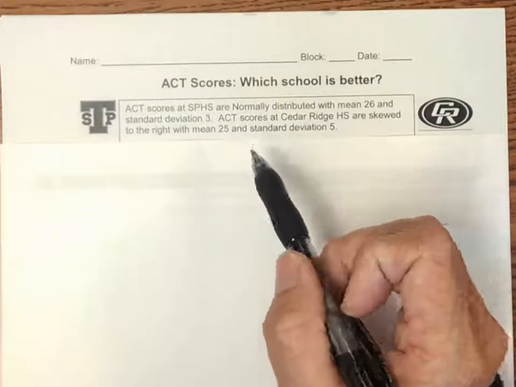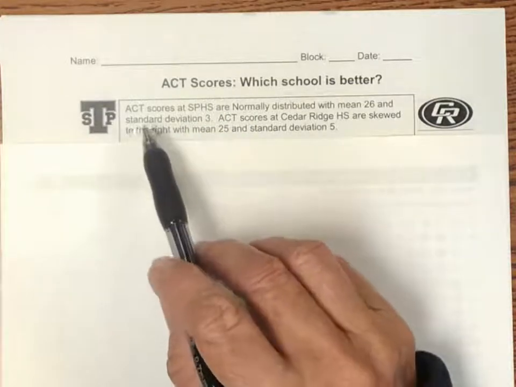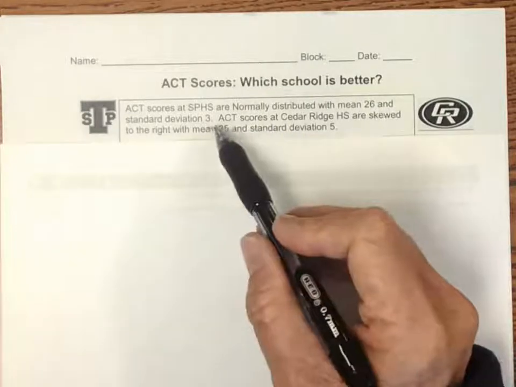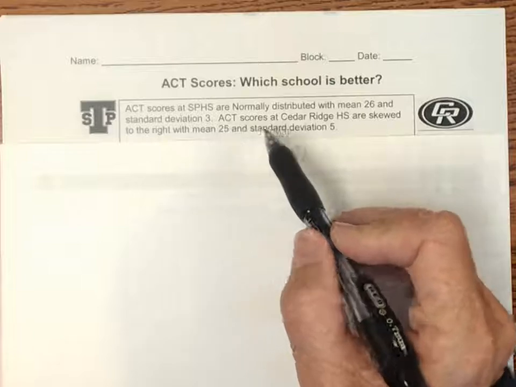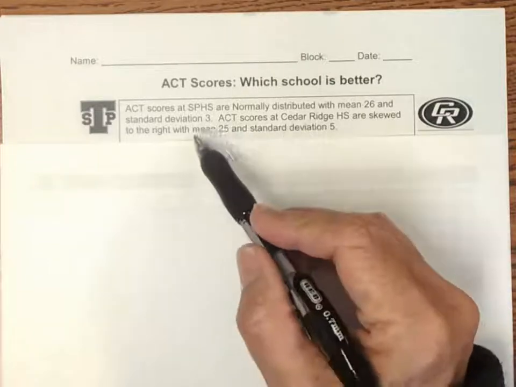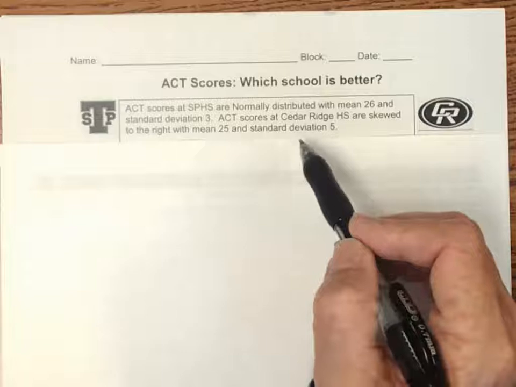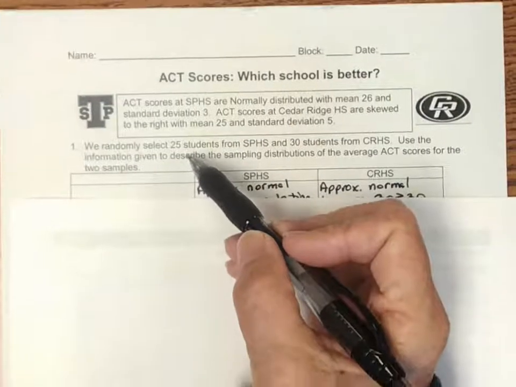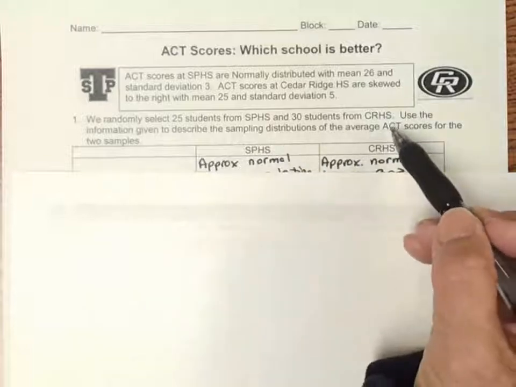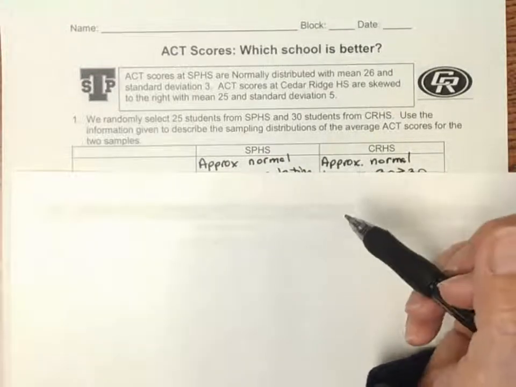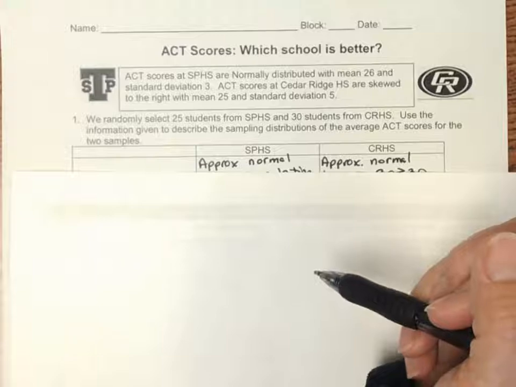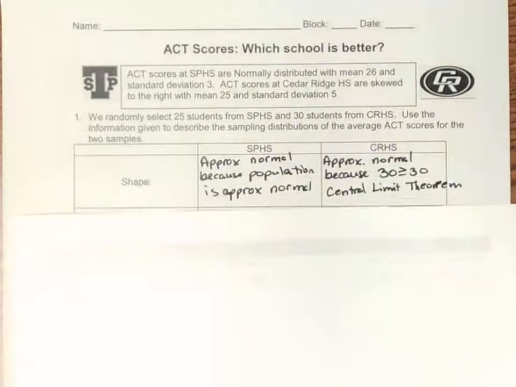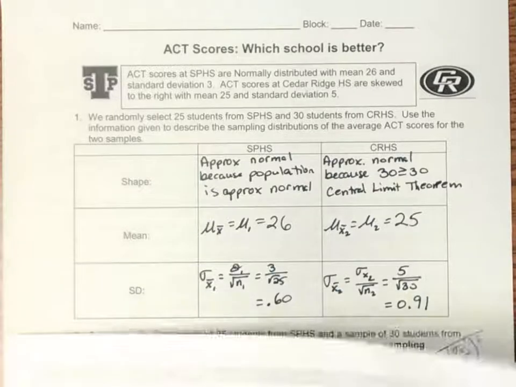I found as much data as I could, but ACT scores at Stony Point we know are normally distributed with a mean of 26 and a standard deviation of 3. ACT scores at Cedar Ridge are skewed to the right, with a mean of 25 and a standard deviation of 5. So we're randomly going to take 25 students from Stony Point and 30 from Cedar Ridge, and we want to see what the two samples look like. So we've got to examine both samples to see what the shape, the mean, and the standard deviation are.